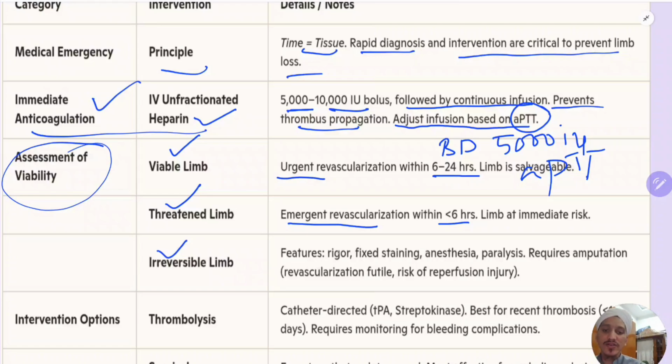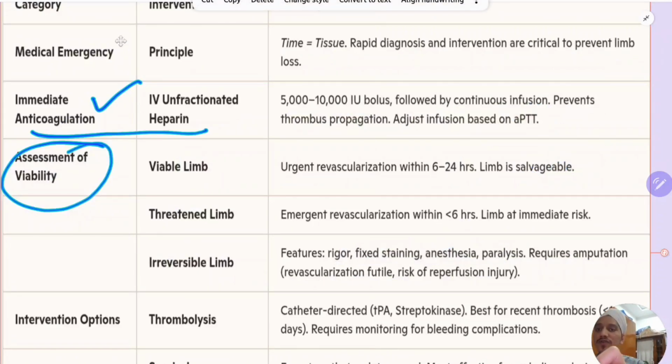Irreversible is when you are seeing rigor in the foot and fixed staining, and there is anesthesia, no sensation in the limb, and the limb is paralyzed. When you see these features, this requires amputation. There is no meaning in doing revascularization in this patient, and there is a risk of reperfusion injury if you do revascularization. When there is reperfusion injury, the products of that injury will enter the systemic circulation and cause damage to the organs.